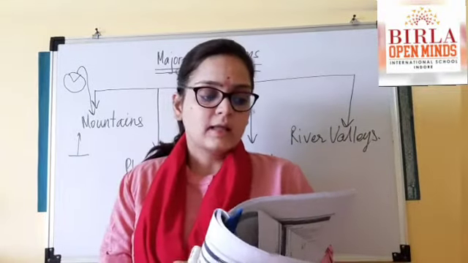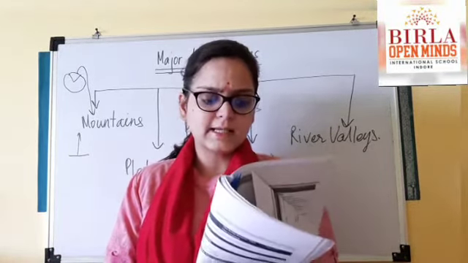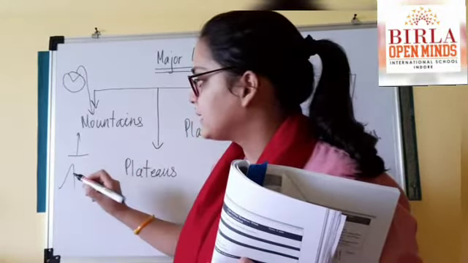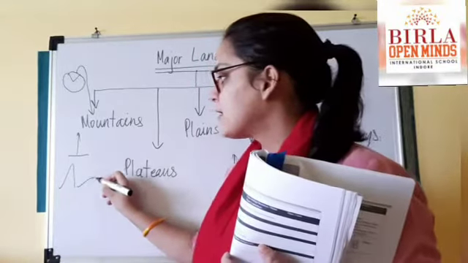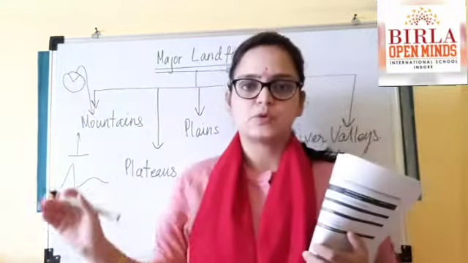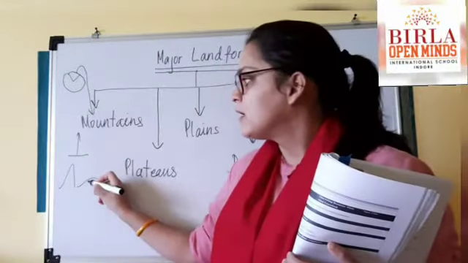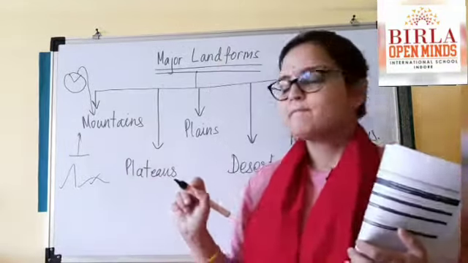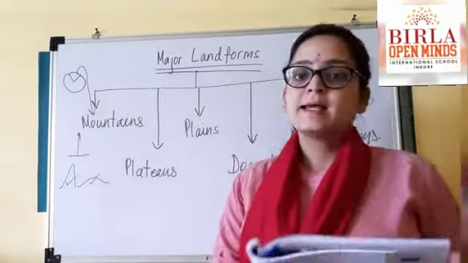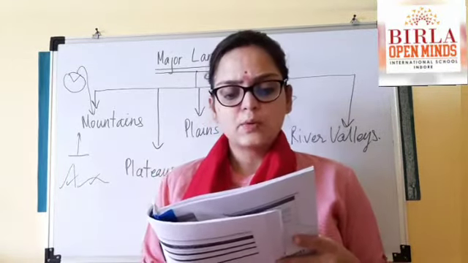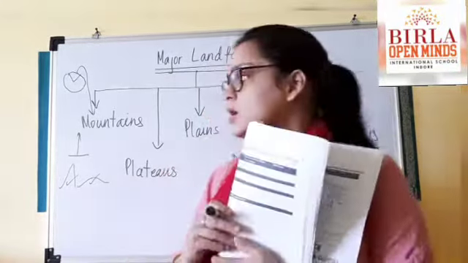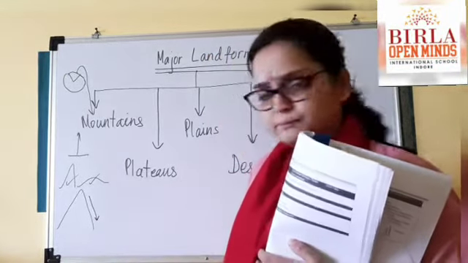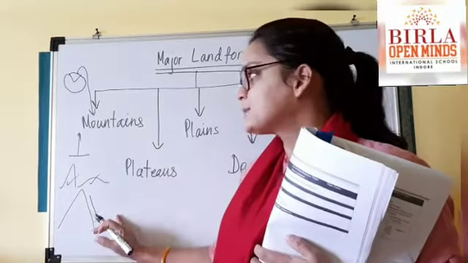The highest landform, the mountains, contain rounded or conical peaks. So either the mountain peaks are conical like this or they are rounded. If we look out of the window, we will find rounded peaks. If we go into the Himalayas, we will find conical peaks. Is it clear? Steep slopes are the most common feature of the mountain. So, what do you mean by steep slopes? Now, see, this slope is very steep, right? So, this is what steep slopes mean.